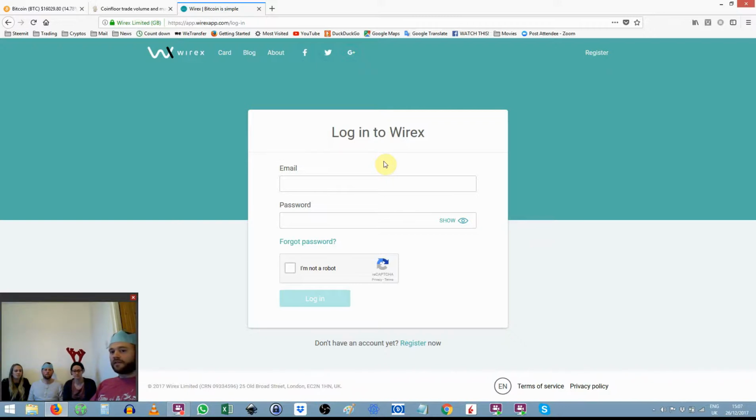So Wirex is a place where you can get a card. I've got my card here. I'll open that. So this is a Wirex card, just like a normal Visa card. We'll all have one of these. My family's going to get these as well. This is where you can send bitcoins to, and you can sell those bitcoins into pounds and put them onto your card, and then you can spend that card like a normal Visa card.